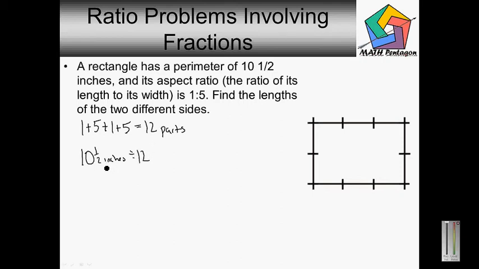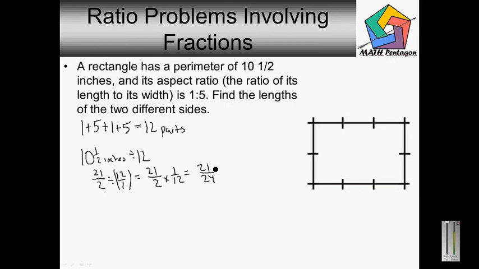Now I want to convert this 10.5 into a fraction to make things easier. So this is going to be 21 over 2 divided by 12 over 1. Now we can flip this over to 1 over 12, so it's going to be 21 over 2 times 1 over 12. So 21 times 1 is 21, and 2 times 12 is 24.